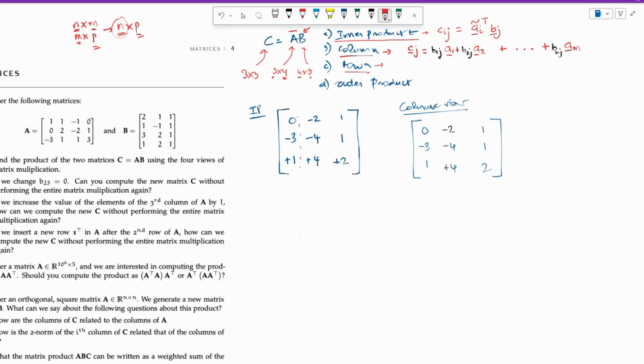So the rows of C are the linear combination of rows of B, and the mixture comes from the rows of A. So the jth row of C, remember this is the notation we are using for the jth row, will be a linear combination of the rows of B, right? B1 tilde transpose plus B2 tilde transpose. And how many rows do we have in B? Well, in this case, M.